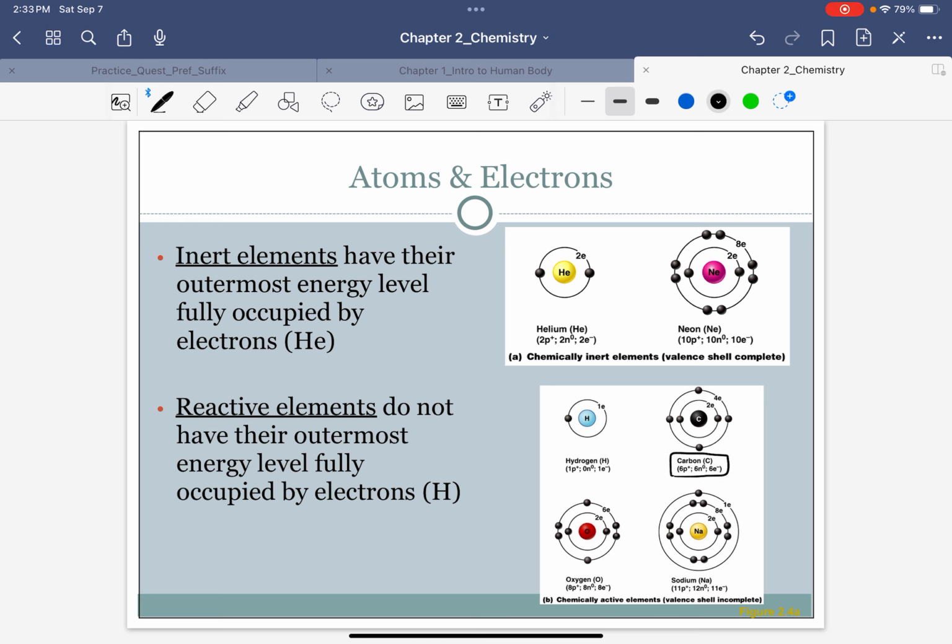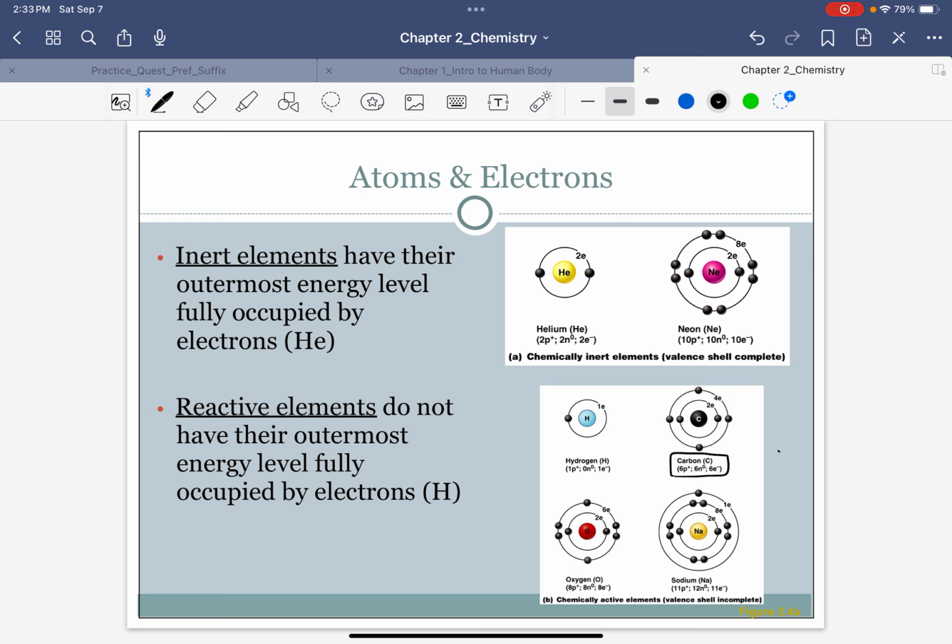I'm never going to ask you to build these out. I'm just using this as an example. You do need to know how many electrons each shell can hold. So the first electron shell can hold a maximum of 2 electrons. Every additional shell can hold a max of 8. Let's just go through an example to help understand this.